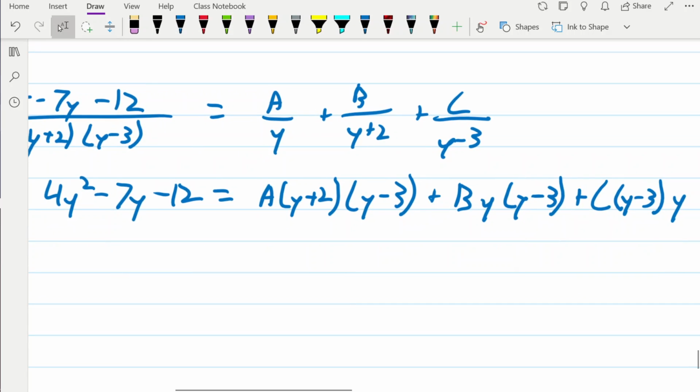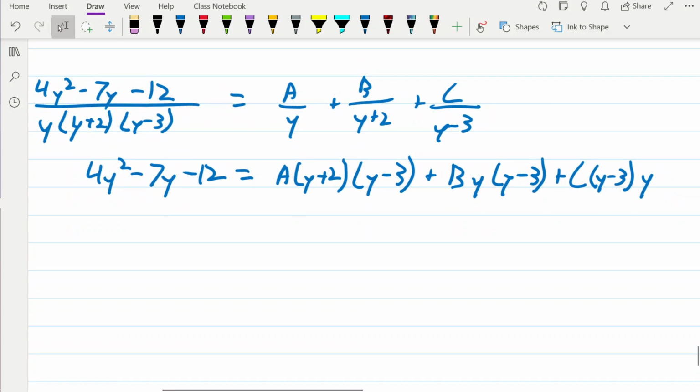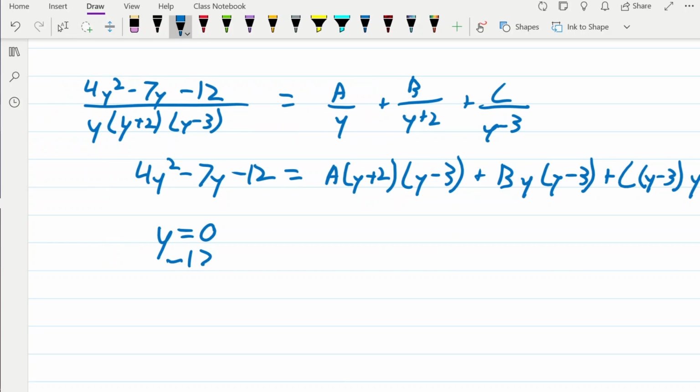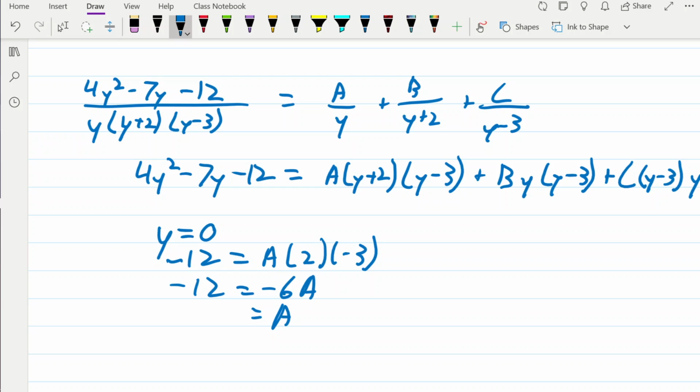All right, so now we can place in some values of y to make this easier. The first one that comes to mind for me is y equals 0, because it will cancel out all this. So what we're going to get is negative 12 equals A times 2 times negative 3. So negative 12 equals negative 6A, so A is going to be equal to 2.